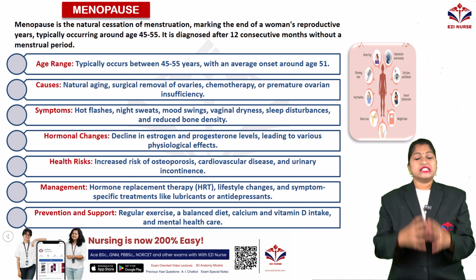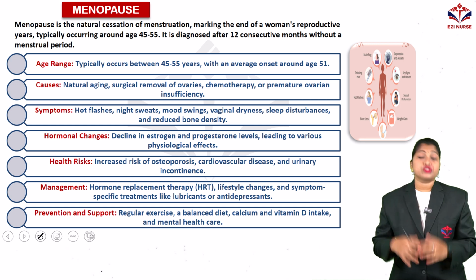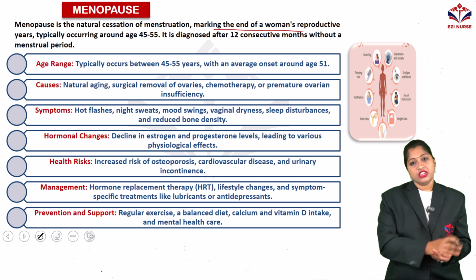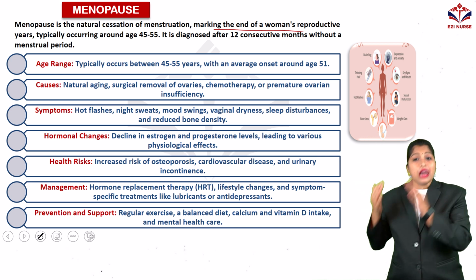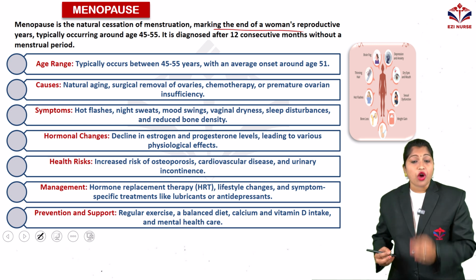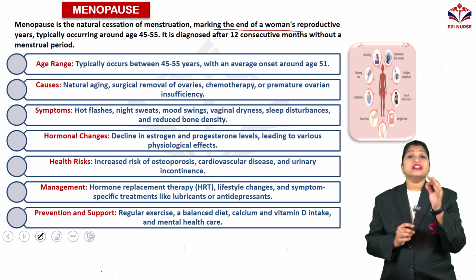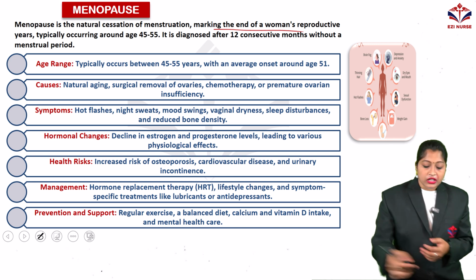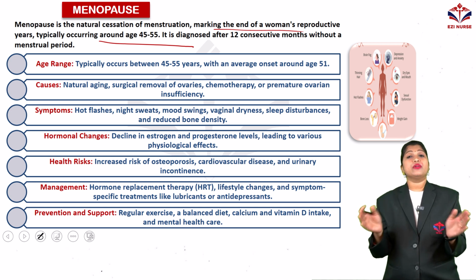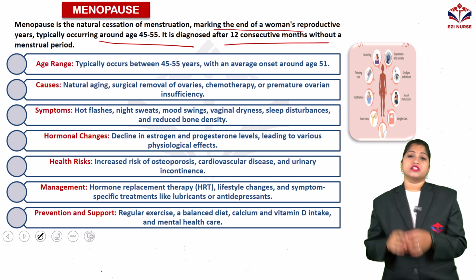Next, let's move on to what is menopause. It is the natural cessation or stoppage of the menstruation marked by the end of a woman's reproductive years. The stoppage of the women's reproductive years is called menopause. It's a natural process. Typically it occurs around the age of 45 to 55. It is diagnosed after 12 consecutive months.